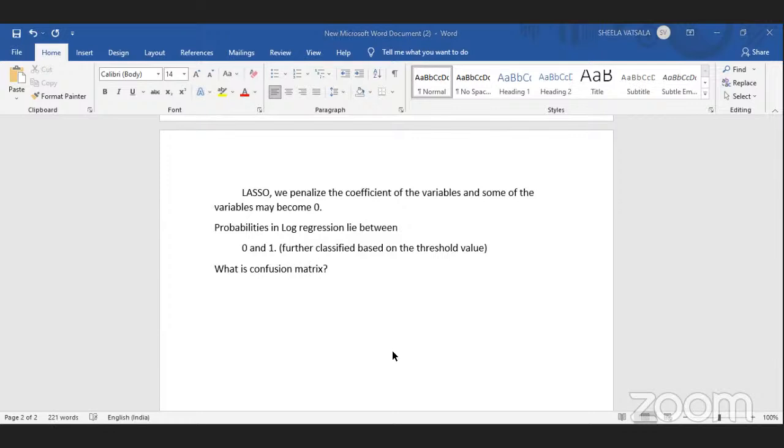It is basically a summary. Confusion matrix is a summary of prediction results on a classification problem. The number of correct and incorrect predictions are summarized with count values and broken down by each class. For example, it gives us insight not only into the errors being made by the classifier, but more importantly, the type of errors that are being made. That will include the true positive, true negative, false positive and false negative.